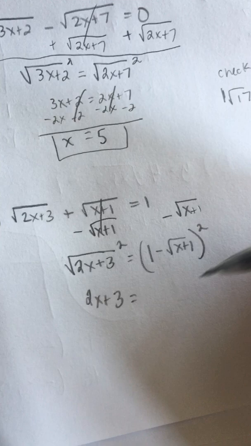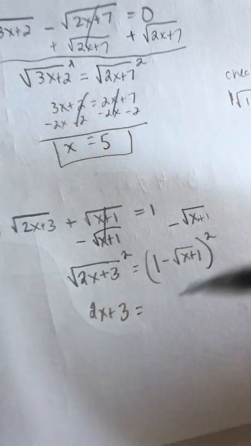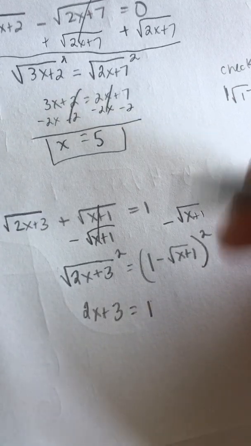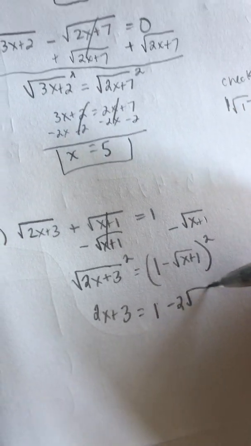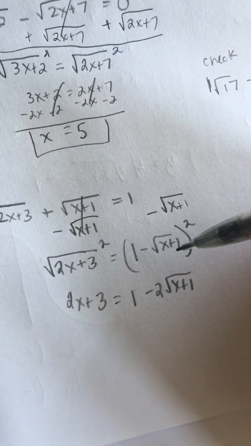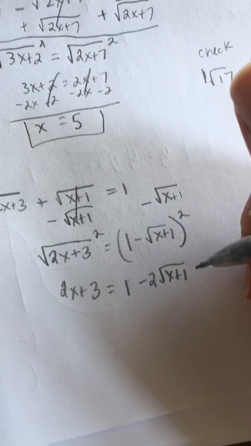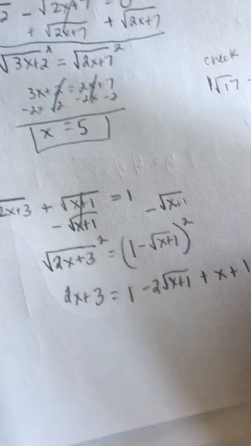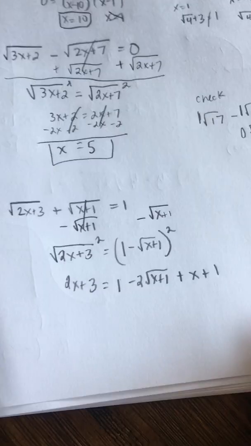I have to pattern this side. So I have to square the first. 2 times the first times the last is negative 2 root x plus 1. Then I'm going to square the last. When I square this, I get a positive x plus 1. So hopefully that's clear, but now what do I have?